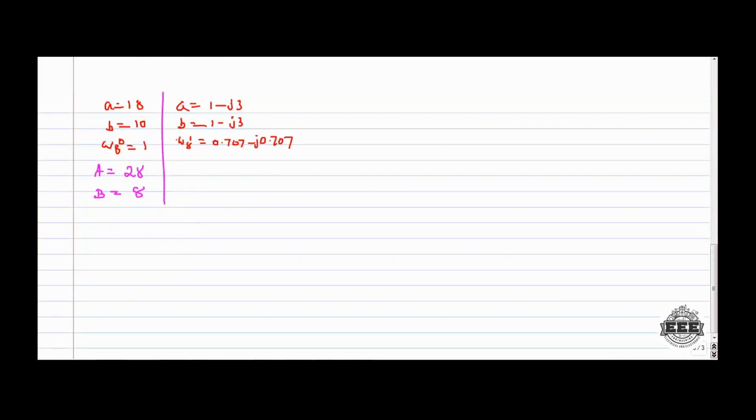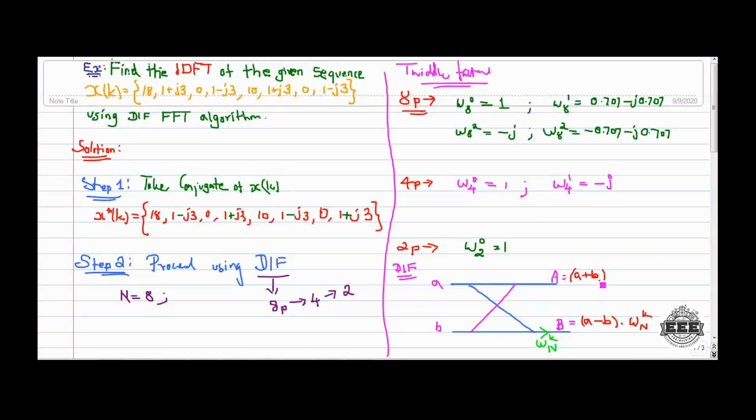According to the formula, capital A equals 1 minus j3 plus 1 minus j3, that is A plus B. Is it right? So 1 plus 1 is 2, minus j6. Your A value is 2 minus j6. Similarly for B, according to the formula, A minus B into the twiddle factor. See the formula here, A plus B, A minus B into twiddle factor. The twiddle factor is present in B only.